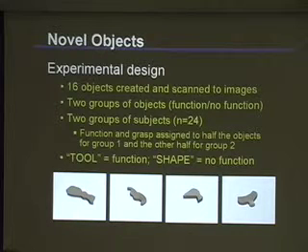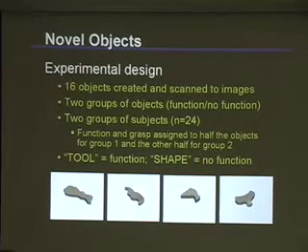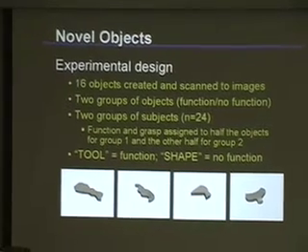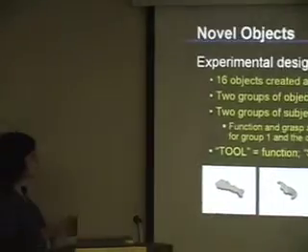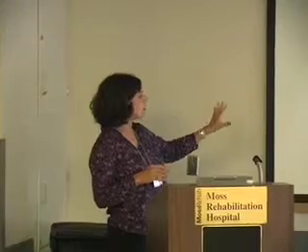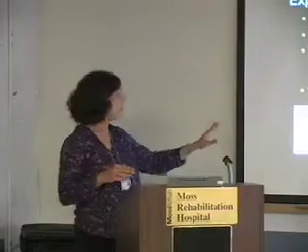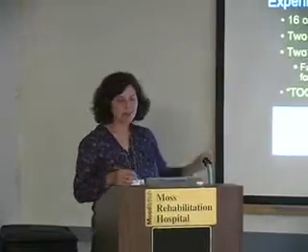24 subjects. Half of those subjects learned how to use half of the objects, which we'll refer to as tools, and the other half they got to manipulate, but they didn't learn their functions. And the other 12 subjects learned functions for the other half of the objects. So we had to counterbalance the objects within the two subject groups. I'll refer to the objects that we trained people on their functions as tools, and the other ones that don't have functions as shapes, even though they're all just novel shapes. Okay.